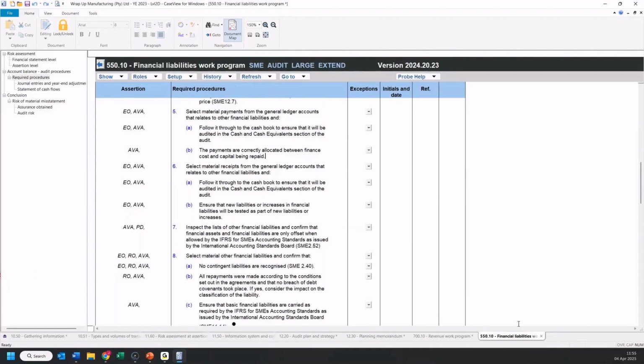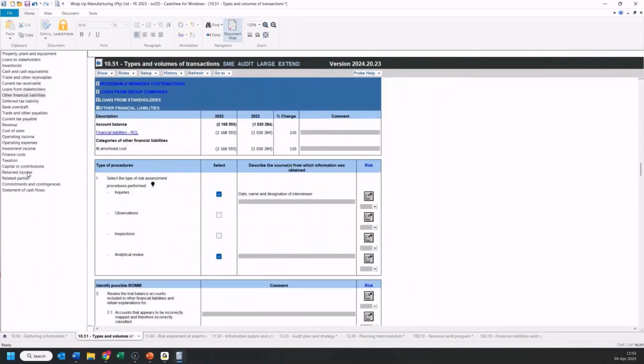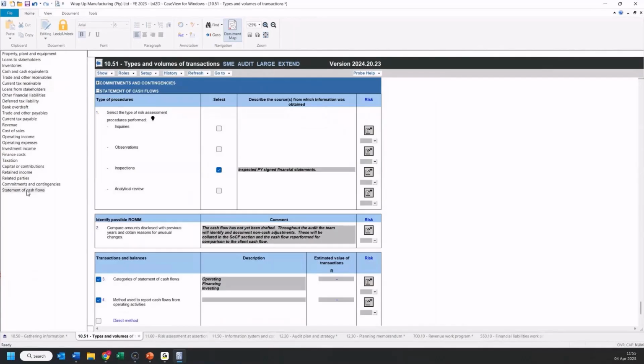And then the last one I want us to see, yes, I've shown you the work program. The last one I want us to look at is 1051's cash flow. So again, a statement of cash flow being, let's say, our other disclosure item. I could have also used related parties, I guess, but let's see for statement of cash flows. 1051 transactions, types and volumes of transactions. So there's not really a balance to look at from last year to this year.